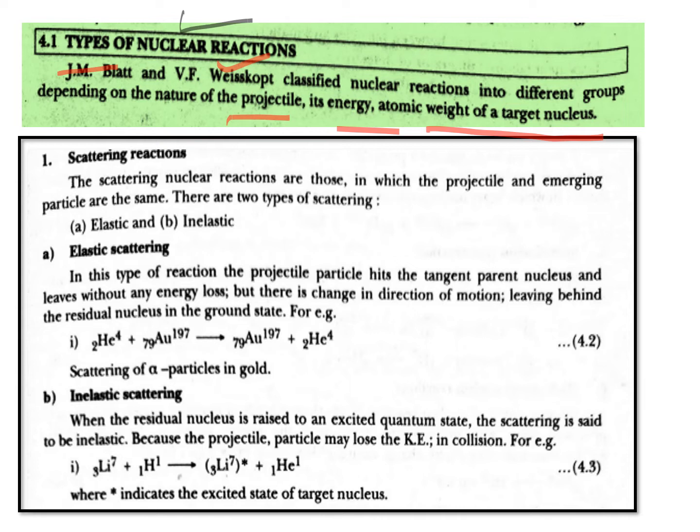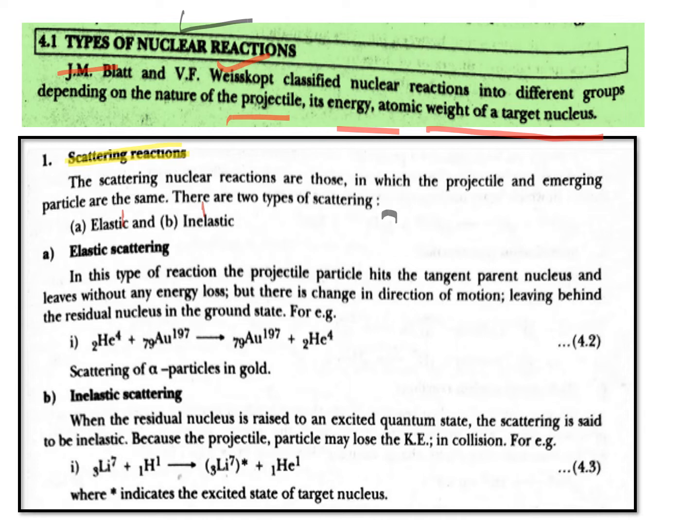One is the scattering reaction. First is the scattering reaction. This is very important. This is the first type of nuclear reaction, that is, the scattering reaction. In this reaction, we have two types: elastic and inelastic.